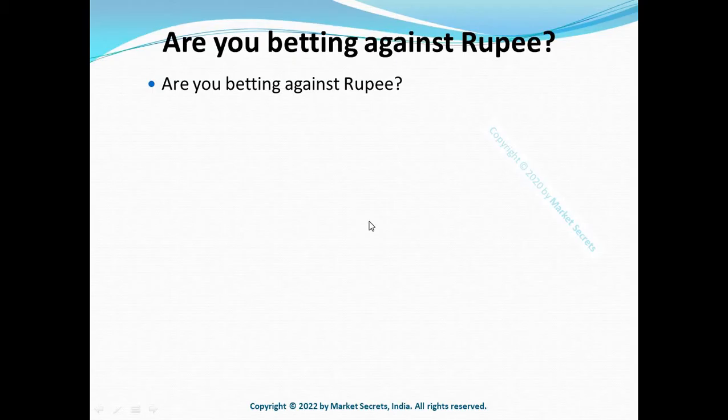So, are you investing in US or other global market funds from India? Then you might be betting against the rupee. Let's try to understand how and why this happens. There are a lot of mutual funds available in India which can be used to invest in global markets, including the US, Euro, and other developed and developing markets.